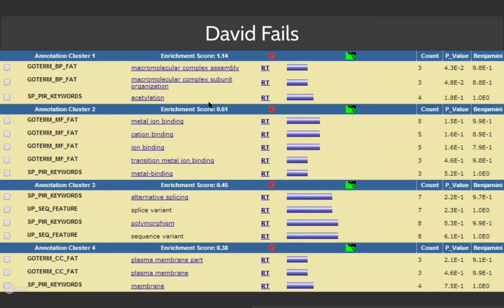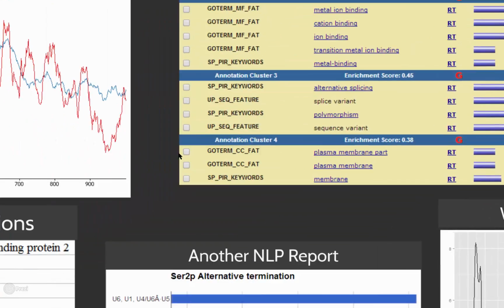When I use DAVID, which is an ontology program which lets me look up terms associated with sets of genes, I don't really see any terms coming out, although possibly alternative splicing and polymorphism. But these enrichment scores are quite low. I'd say that these results are hard to have confidence in.